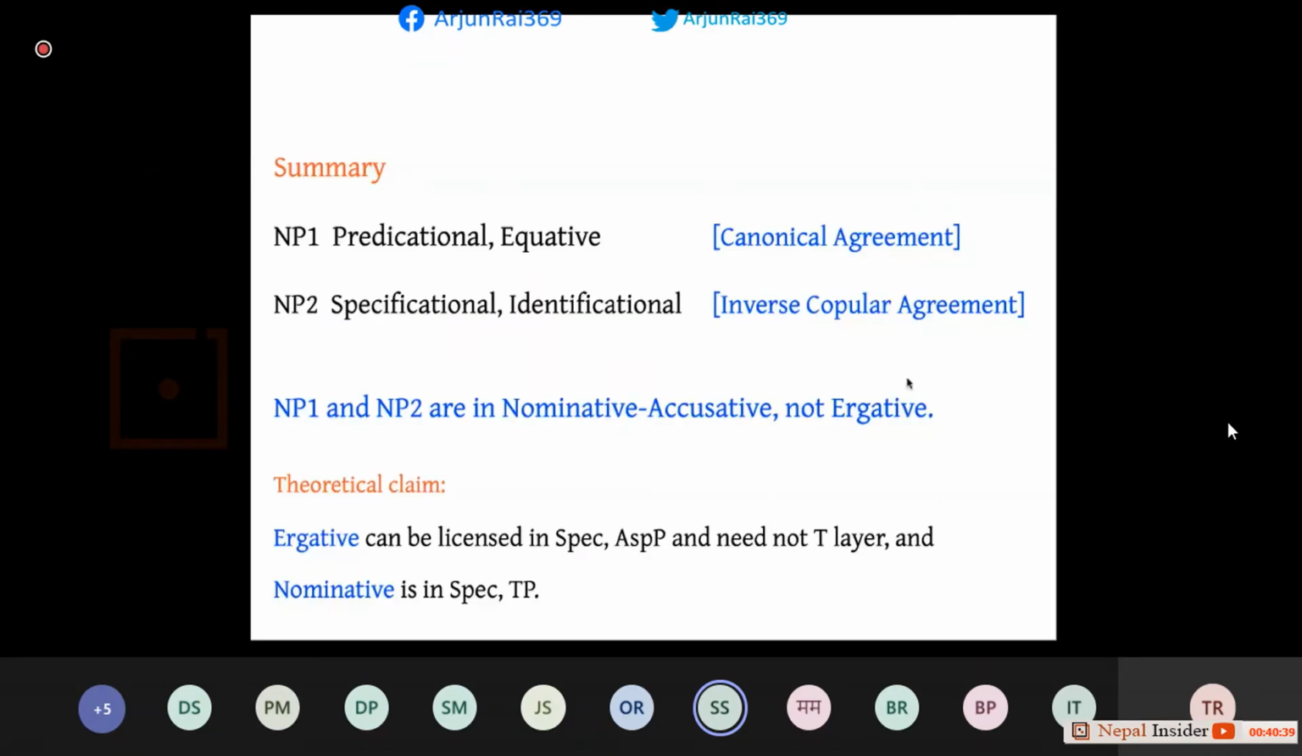So, this also leads us to make one more claim, which has been said earlier also in many of the works. Especially one clear discussion that I remember was with Martha also, where ergative can be licensed in spec AspP and need not need a T layer. So its ergative case can be licensed in this configuration where we don't need the tense layer. And nominative is basically the spec TP.